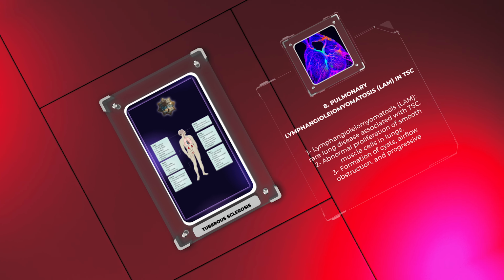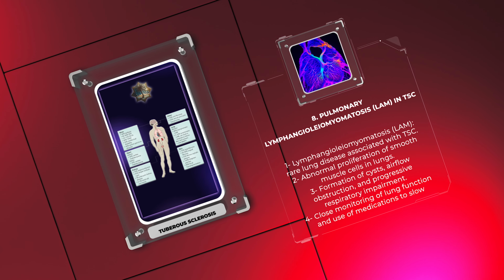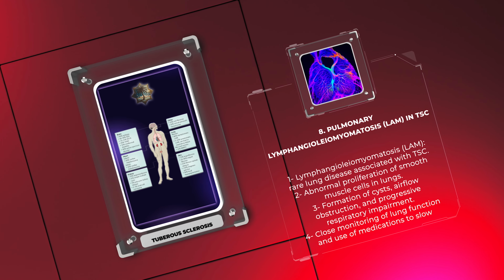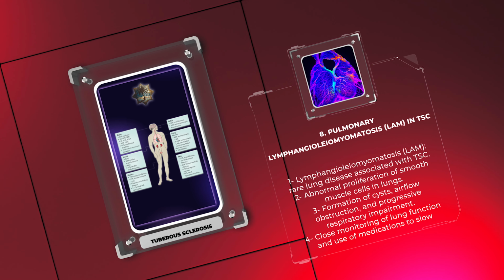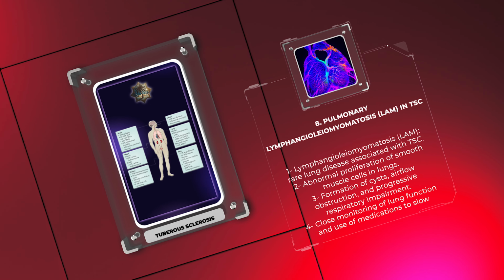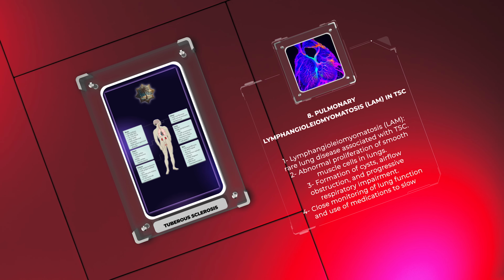Lymphangioleiomyomatosis, LAM, is a rare lung disease that primarily affects women with TSC. LAM is characterized by abnormal proliferation of smooth muscle cells in the lungs, leading to the formation of cysts, airflow obstruction, and progressive respiratory impairment. Management includes close monitoring of lung function and the use of medications such as mTOR inhibitors to slow disease progression.